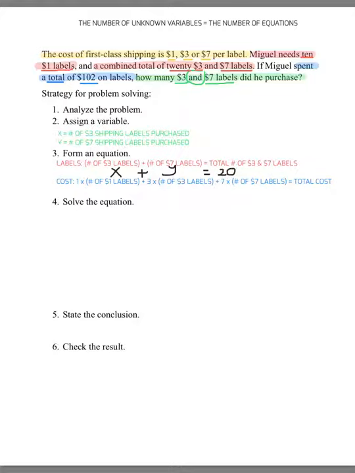Now let's go ahead and work with our second equation. We're going to have the cost, which is 1, and we're going to multiply that by the number of $1 labels, which is in red, given as 10.